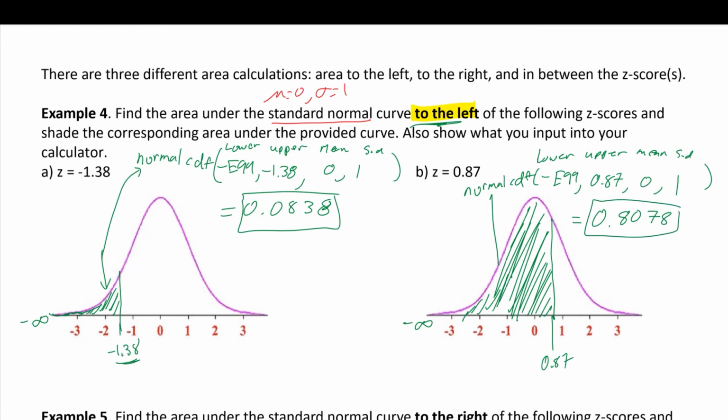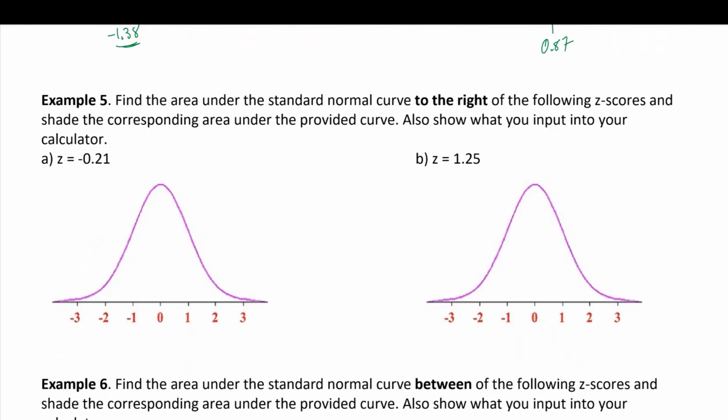All right, let's do another one. Now we're going to shade the area to the right of the specified number. So negative 0.21: here's negative 1, here's 0. I would say negative 0.21 is right there. Then we're asked to shade to the right of that. Do we expect it to be more than 50% or less? Well, to the right of 0 is 50%. If this is a little bit more, then I expect this to be more than 50%.